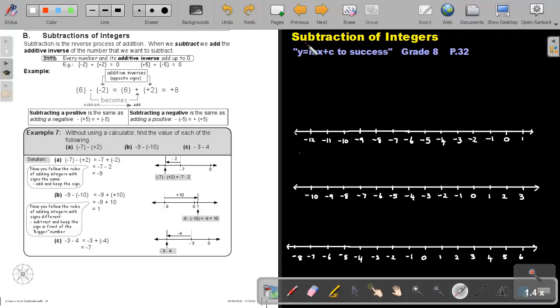Part 6. Subtraction of Integers. You will find this on page 32 in the Namibian Mathematics Grade 8 textbook. Let's first look at the theory.